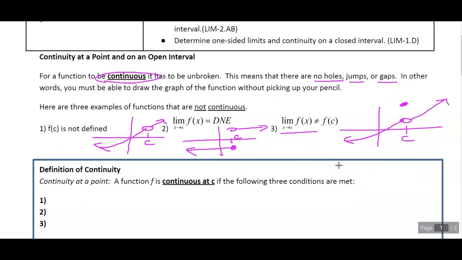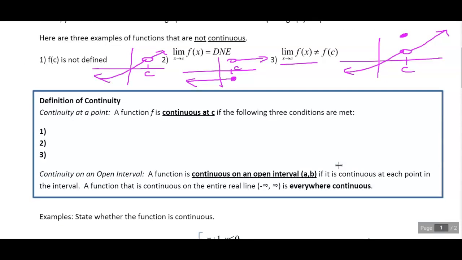Okay, all right, so now mathematically, we need to define what continuity is, not just using our word definition. So a function is continuous if 3 conditions are met. Look up here, that wasn't continuous, so we need to make sure that does happen. So we need f of c is defined, which means it exists.